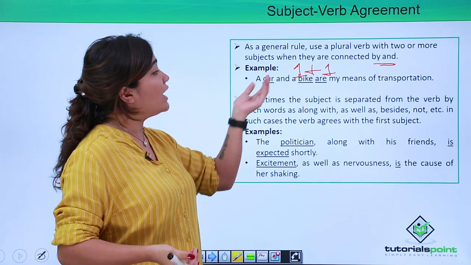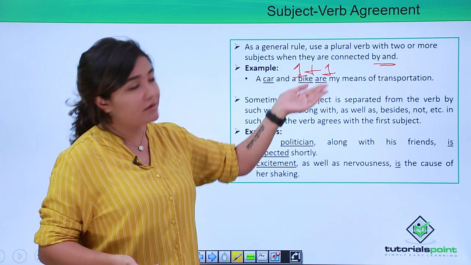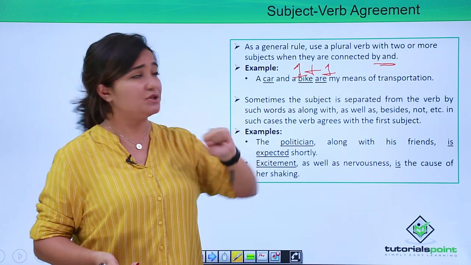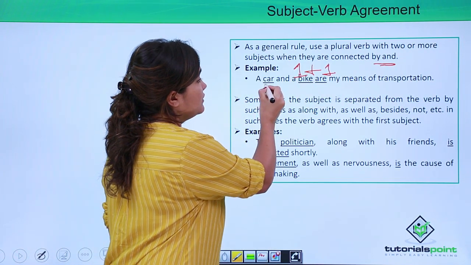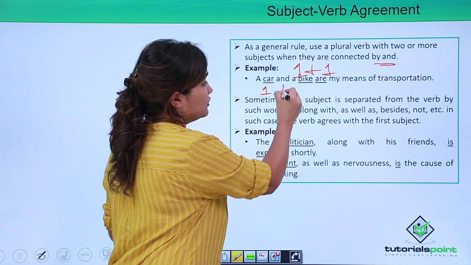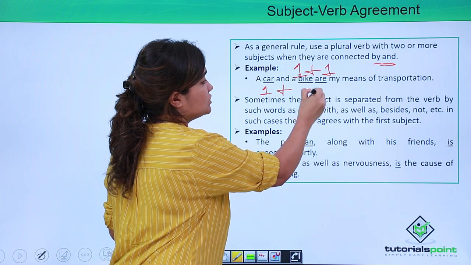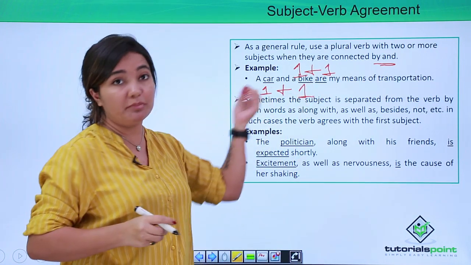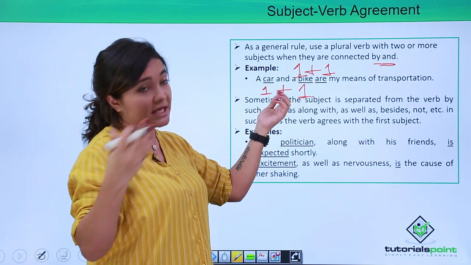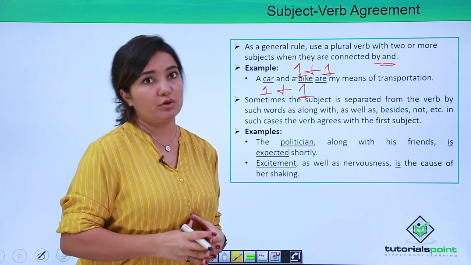So here, a car and a bike are my favorite means of transportation. Here, one thing plus, and you can replace and with plus, another thing, which got converted into a plural subject and hence is followed by a plural verb.